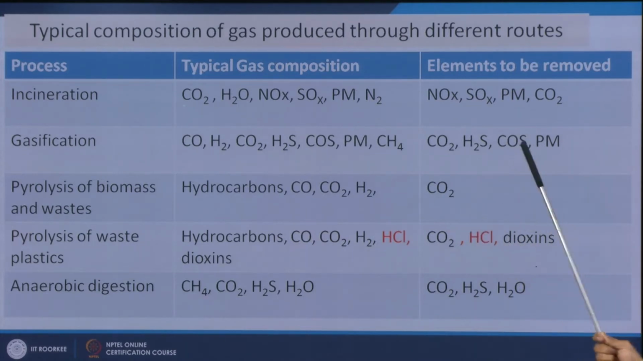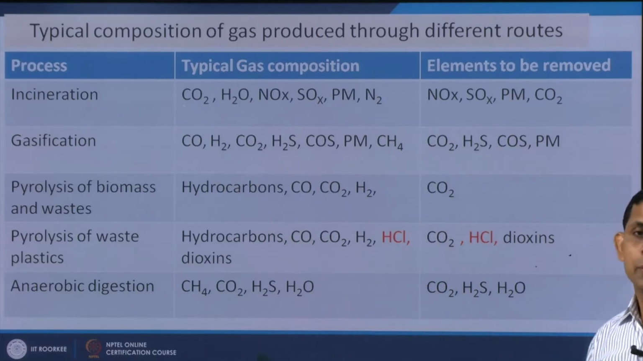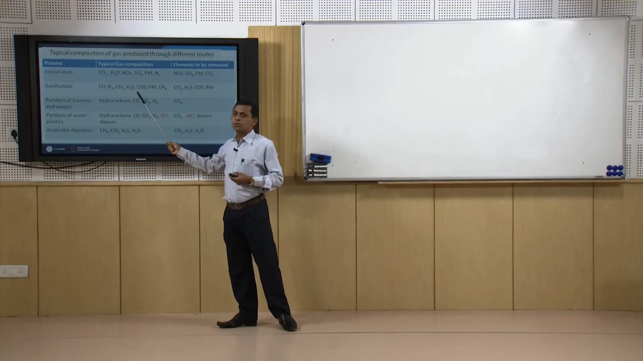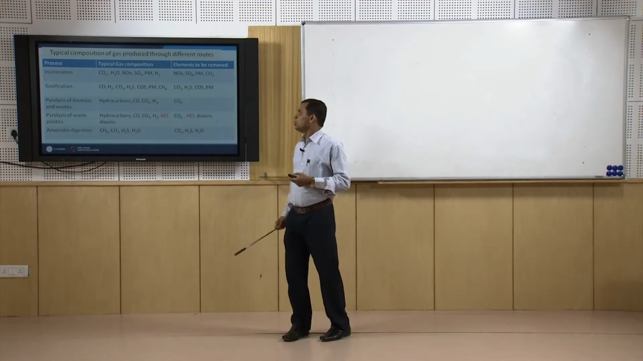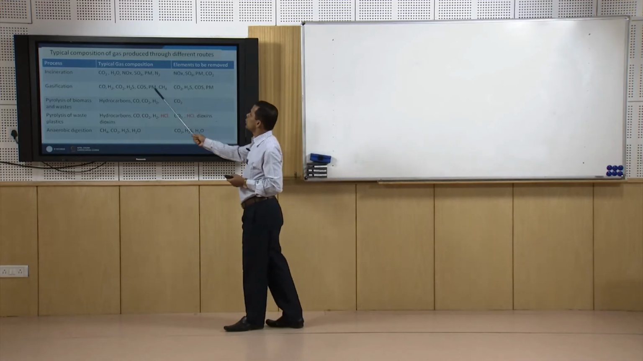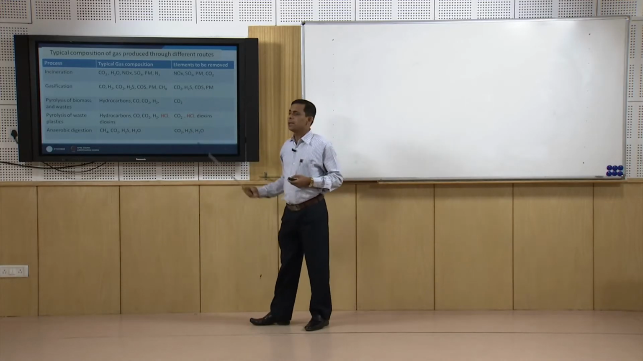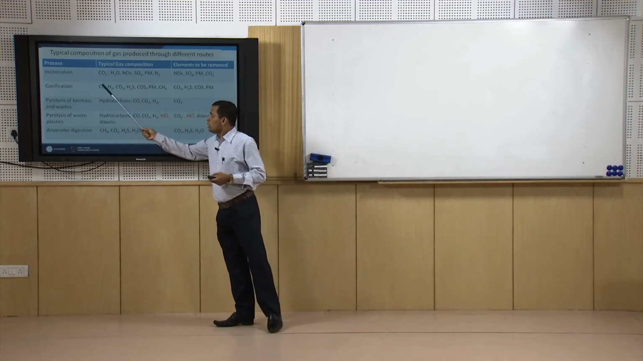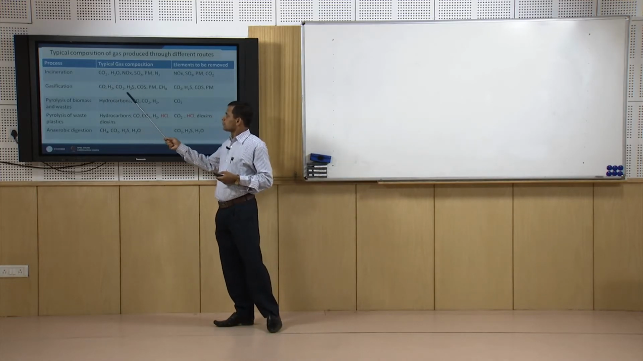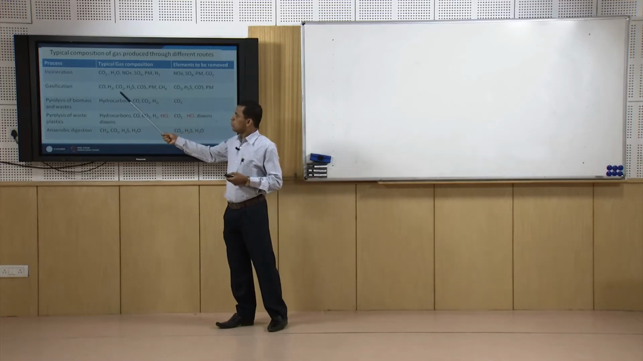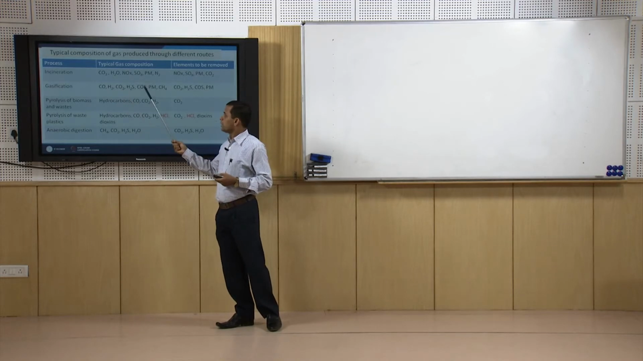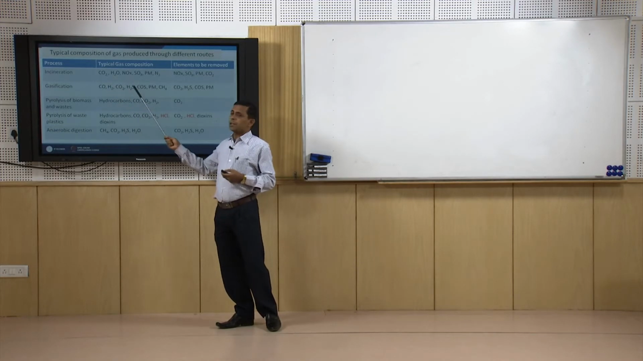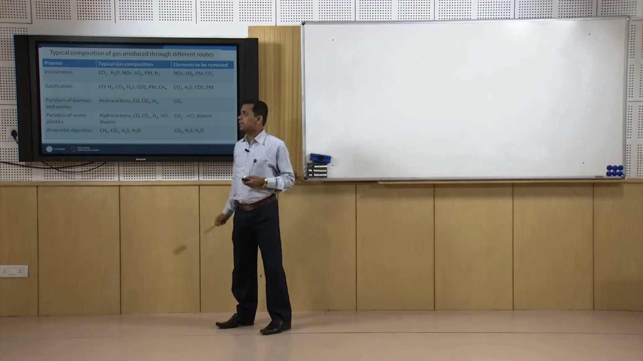and carbon dioxide before it enters the environment. Similarly, for gasification, the composition is carbon monoxide, hydrogen, CO2, H2S, COS, PM and CH4 or methane. Out of these, we need to remove CO2, H2S, COS and PM, particulate matter. CO is not removed because this will be used for further applications for chemical synthesis or other applications, or if it is used for heat production then CO will be converted to CO2, that is why CO is not mentioned here.